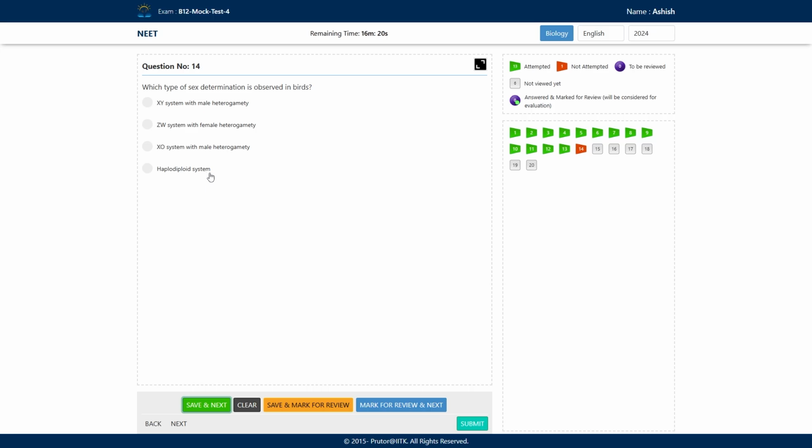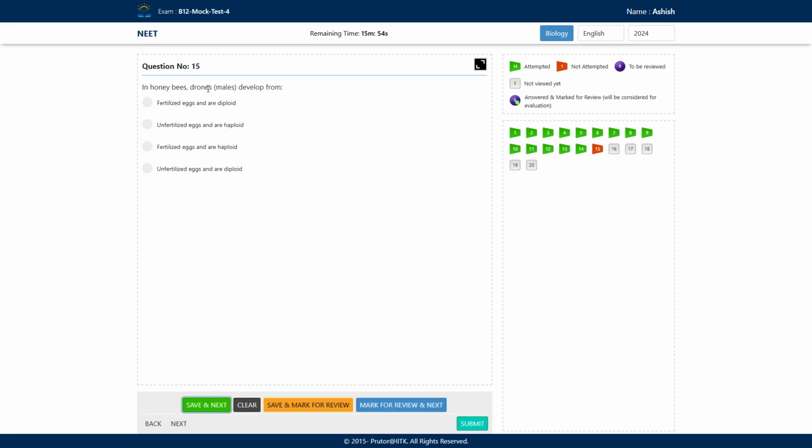Okay, so here the correct answer will be ZW system with female heterogamety. In the ZW system, males have ZZ chromosomes and females have ZW chromosomes. So females produce two kinds of eggs, two kinds of gametes. This is the opposite of the XY sex determination system.